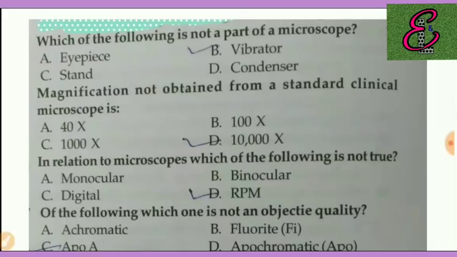Today we will see MCQ type questions for laboratory technician competitive exams.